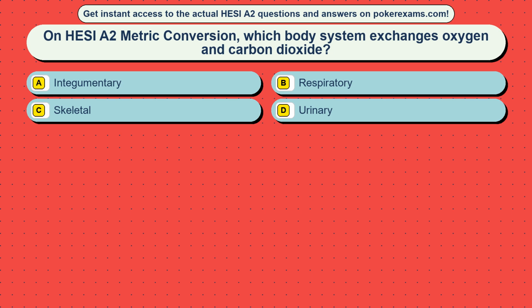Question 44. On HESI A2 metric conversion, which body system exchanges oxygen and carbon dioxide? Option A, integumentary. Option B, respiratory. Option C, skeletal. Option D, urinary.